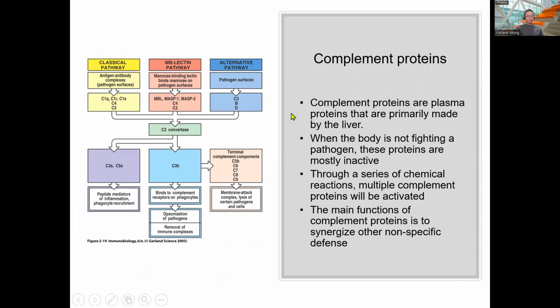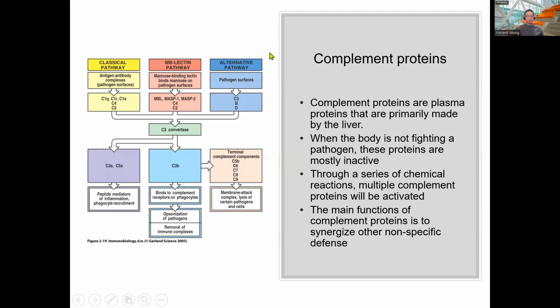Moving on to mechanism number 4. Number 4 is something that we call complement proteins. Complement proteins are plasma proteins that are made primarily in the liver, right? We already know the liver makes things like albumin, and that also is a type of plasma protein. But you have many, many different types of complement proteins.